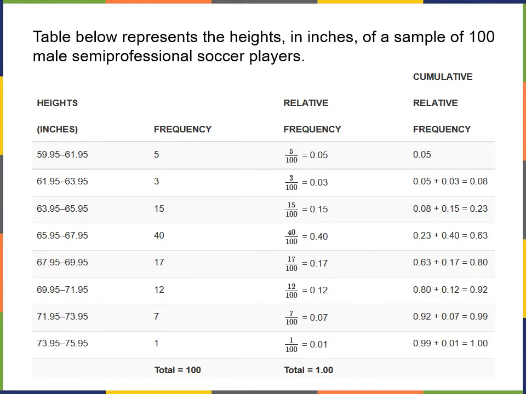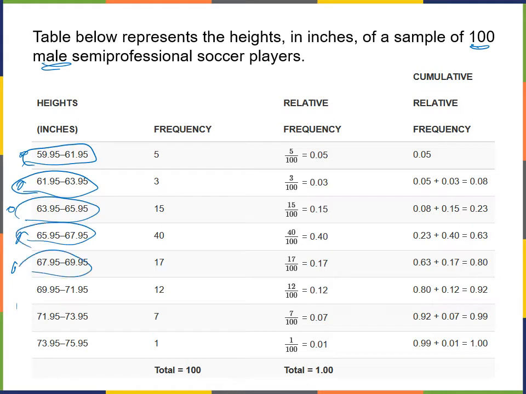So here's another table where we talk about heights in inches of soccer players. Okay, we did 100 male soccer players, and they looked at their heights. Now, there are so many heights there that instead of listing each height individually in the first column, they list a range of heights. Okay? And this is your class. So your class now fits a range of heights.